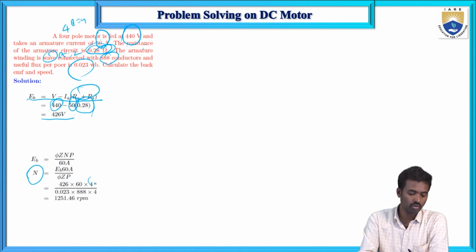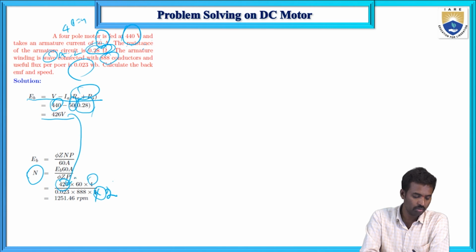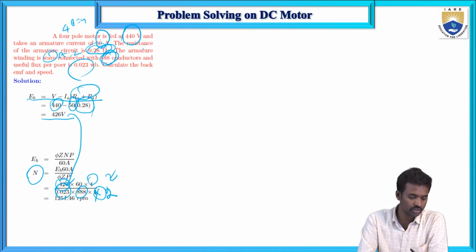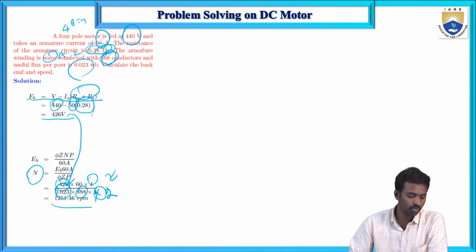So now here P equals 4 and A equals, is it lap connected or wave connected? The winding is wave connected, so A equals 2 here, not 4. This 426 is Eb, and 888 is Z, and this one is the flux. So in this the speed value is 1251.46.